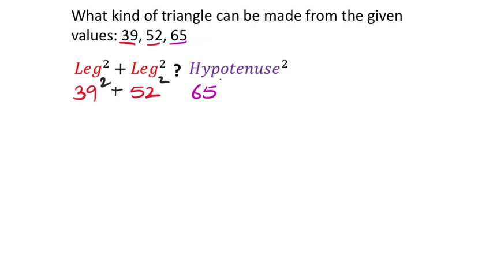But I can't take the 65 to the power of 2, so I don't know these values off the top of my head. And if you do, that's pretty impressive. I just don't have it. But 39 to the power of 2 is going to be 1,521, just using a calculator there. 52 to the power of 2 is 2,704. And 65 to the power of 2 is 4,225. Now again, I have no idea if I add these together if it will equal 4,225 or if it will be greater than or less than.